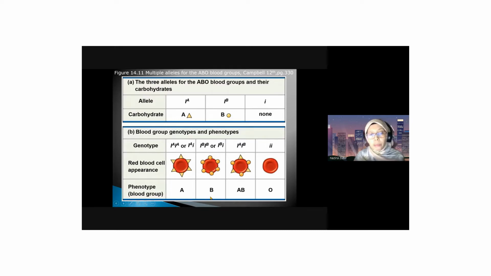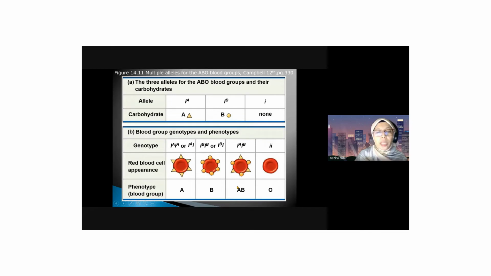If you look at the B blood group, all the carbohydrates represented by the circles are attached to red blood cells. So this is B blood group. And the genotypes for B are IB-IB or IB-IO.